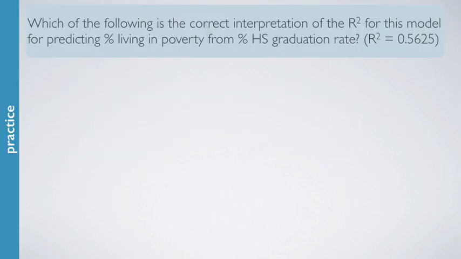If you know your correlation coefficient, calculating R-squared is easy. But how do we interpret it? Which of the following is the correct interpretation of the R-squared for this model for predicting percentage living in poverty from percentage of high school graduation rate? And remember that R-squared was 0.5625.